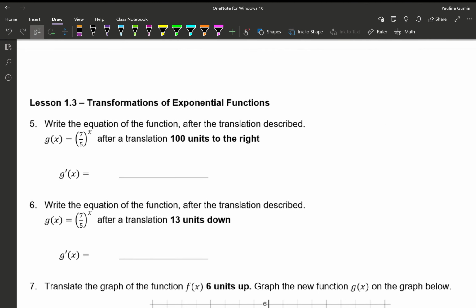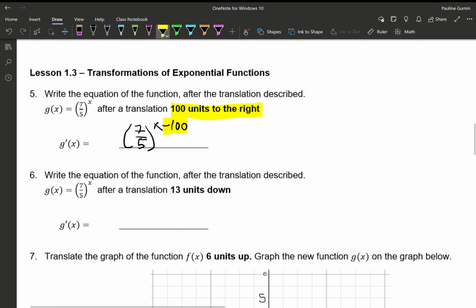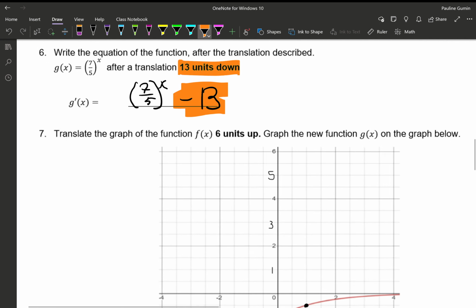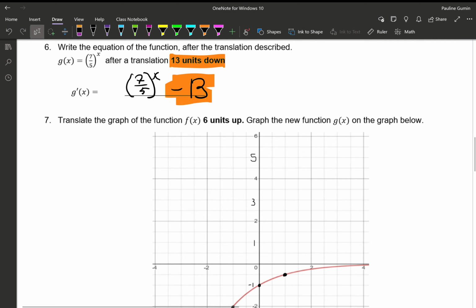Number 5. We're going to translate these functions. So if we're going to translate 100 units to the right, we rewrite our original function, and we're going to put a -100 in the exponent. For number 6, I'd like to move our function down 13. When we're moving up and down, our translation does not go up in the exponent. It goes outside of the function, -13.